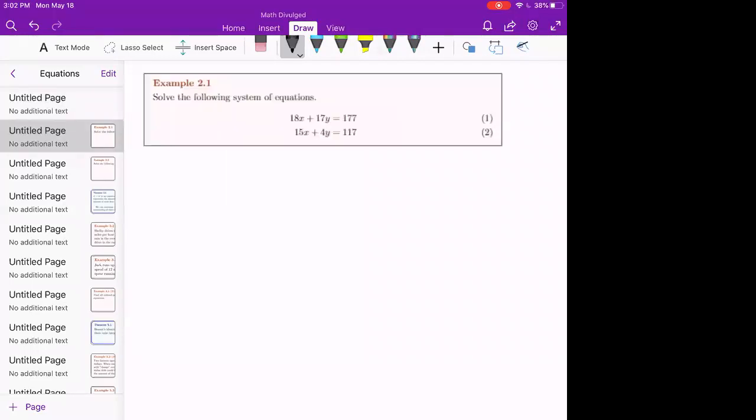So let's just start with this example. It's relatively simple. Also, please excuse my handwriting. I'm not used to writing with a stylus, so it's going to be kind of messy, but please bear with me.